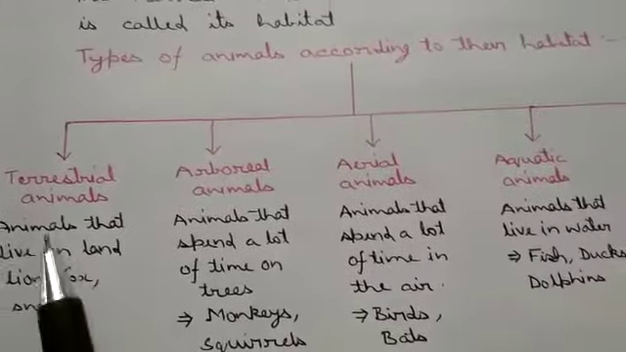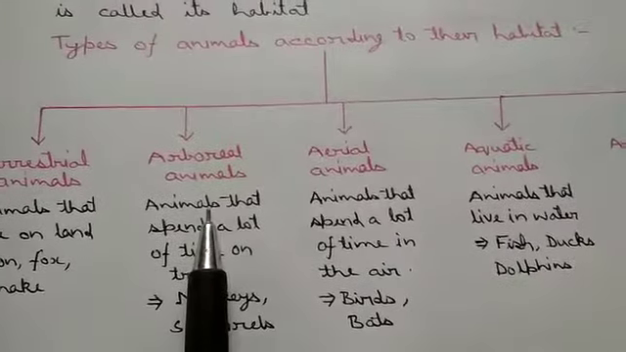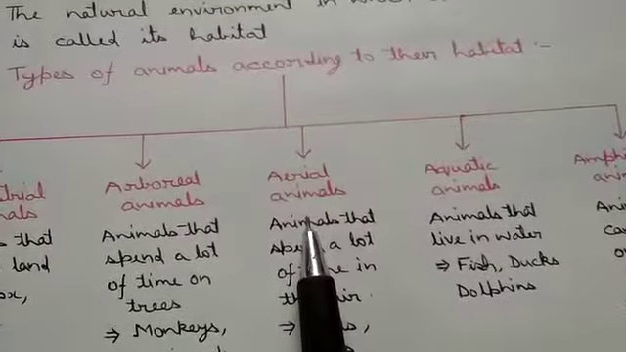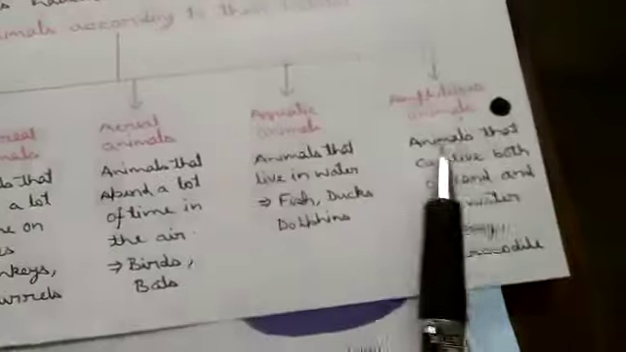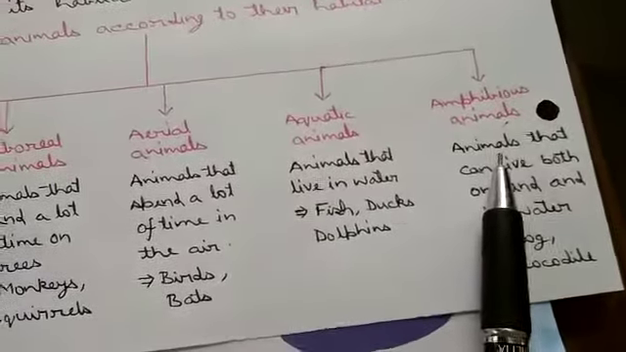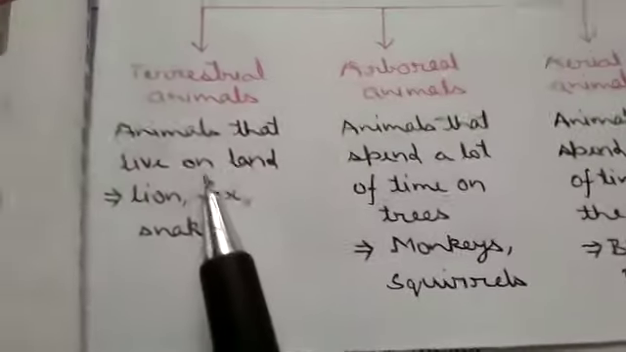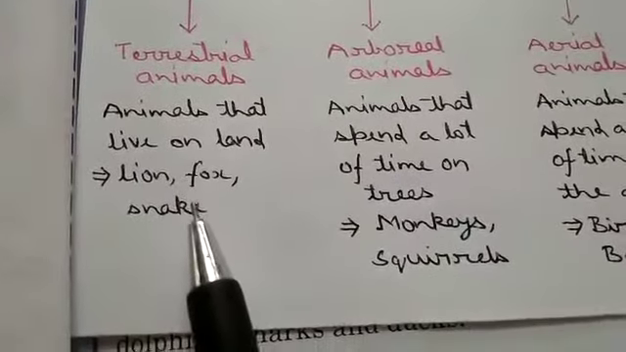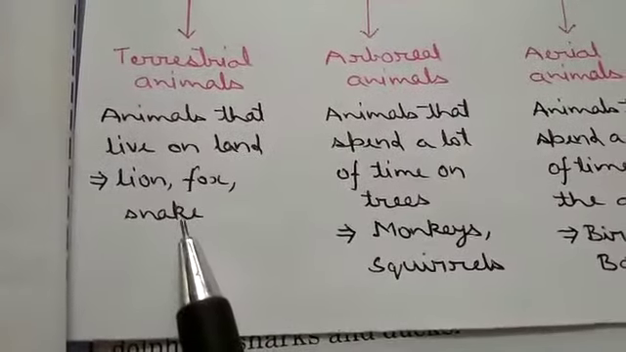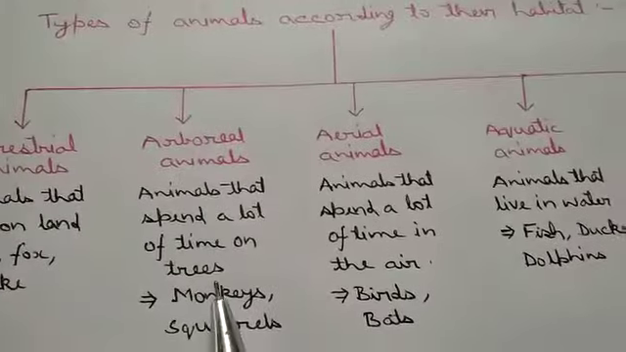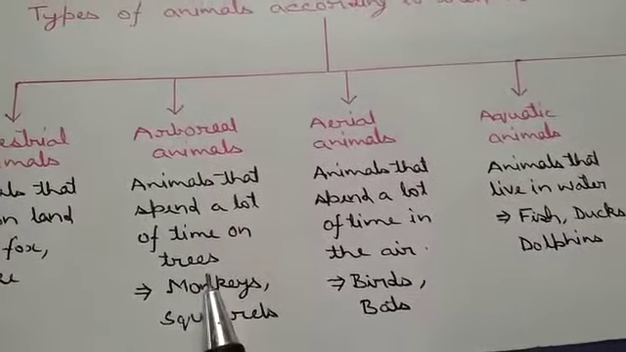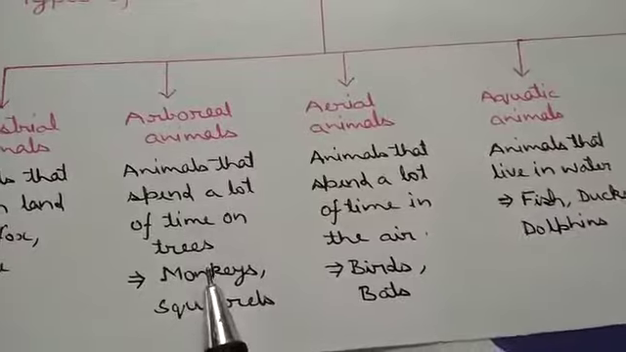First is terrestrial animal. Second is arboreal animal. Third is aerial animal. Fourth is aquatic animal. And fifth is amphibious animal. Terrestrial animals are those animals that live on land. Example, lion, fox, snake. Arboreal animals are those animals that spend a lot of time on trees.